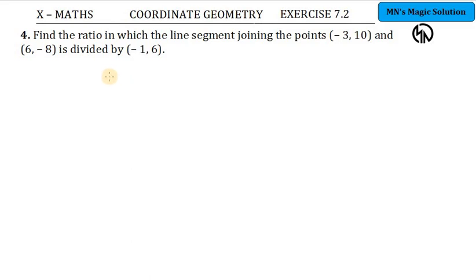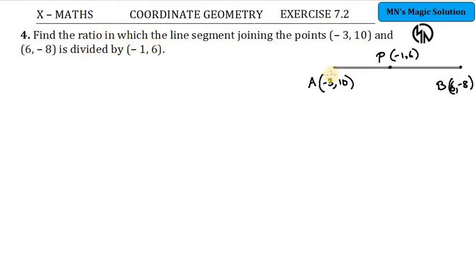Hi students, in this session we'll continue with exercise 7.2 question number 4, and this question again is related to section formula. Find the ratio in which the line segment joining the points (-3, 10) and (6, -8) is divided by (-1, 6). So now you have to find the ratio.